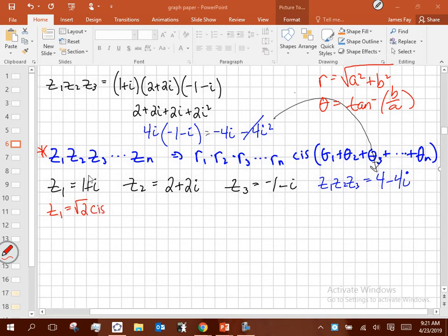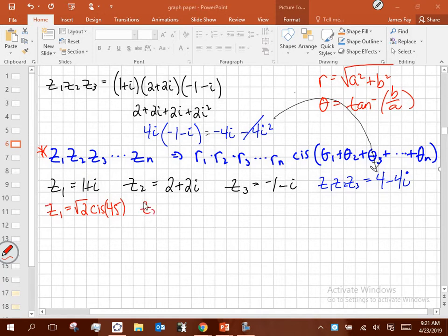Cis. Now when I do theta, it's tangent inverse of b divided by a. It's tangent inverse of 1 divided by 1 in this case. What's the tangent inverse of 1? 45 degrees, right? Okay, that's the only place on the unit circle where I'm going to get a positive 1 divided by a positive 1, as a quotient of the sine and cosine. All right, so that's Z1.